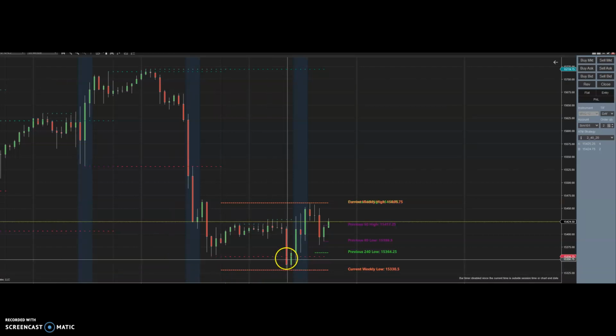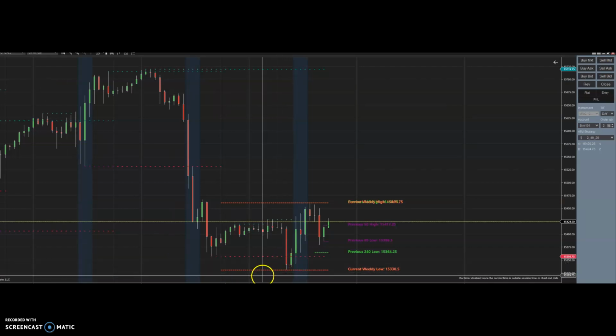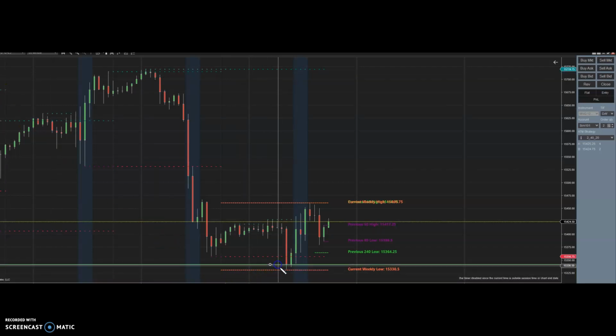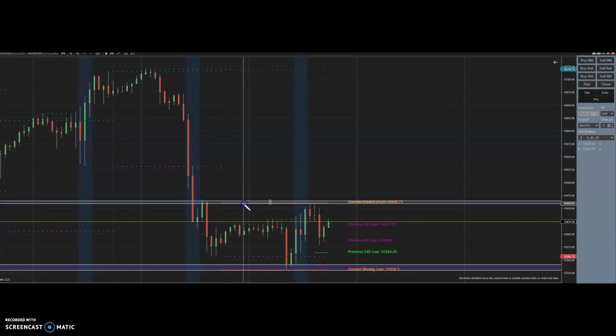So going into the US session, I'm usually on my terminal by 9 a.m. and I start prep working my hourly chart. So I saw at 9 a.m. we had a floor, and I identify the current weekly high.